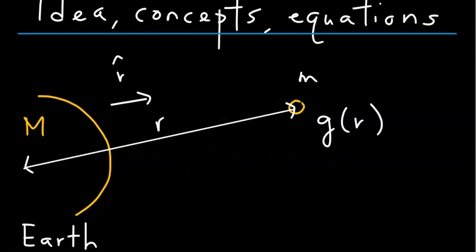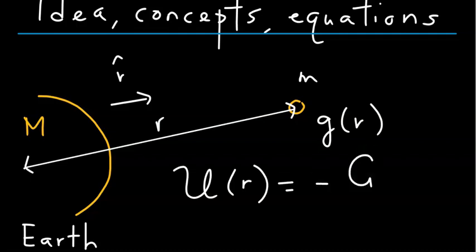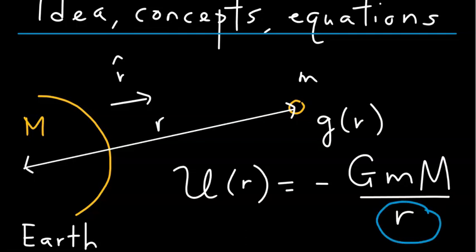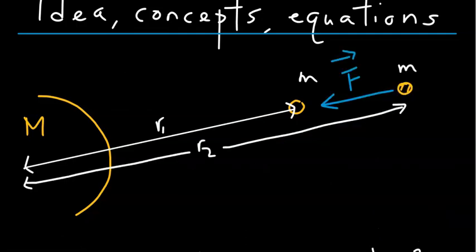Thus, the gravitational potential energy of such a system is a function of r as well, and it's given by the following equation: minus the gravitational constant times the product of the two masses over the distance between them. Note, the denominator here is not r squared, but simply r. To understand the result for the gravitational potential energy that we have just written, let's look at the following system.